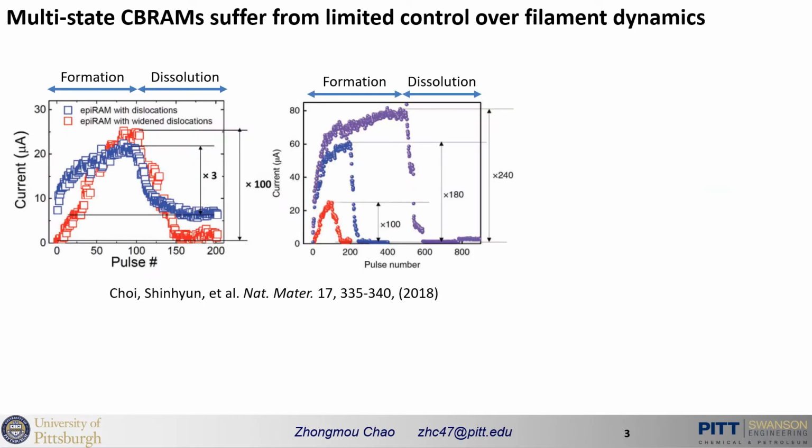For this specific reason, lots of efforts have been made to make CBRAM have multiple states. People usually do so by engineering dielectric material to guide the metal filament growth in a more controlled manner. Even though some progress has been made, the control over filament conductance is limited. For example, as shown in the figure, when using a formation pulse or a dissolution pulse to grow or dissolve the filament, the current change is nonlinear and asymmetric.